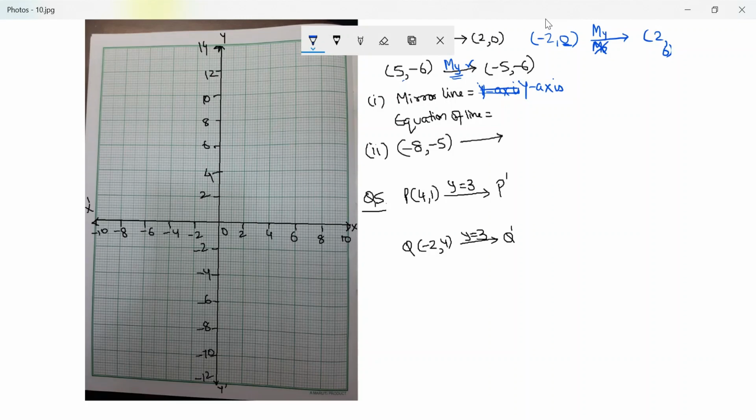They also ask us to write its equation. So the equation of the y axis is x is equal to 0. That's the equation of the y axis.